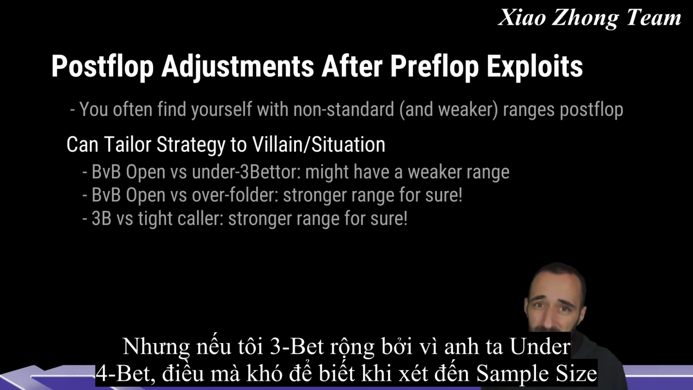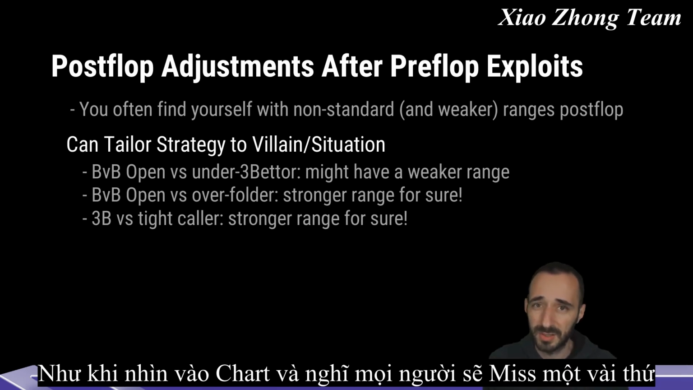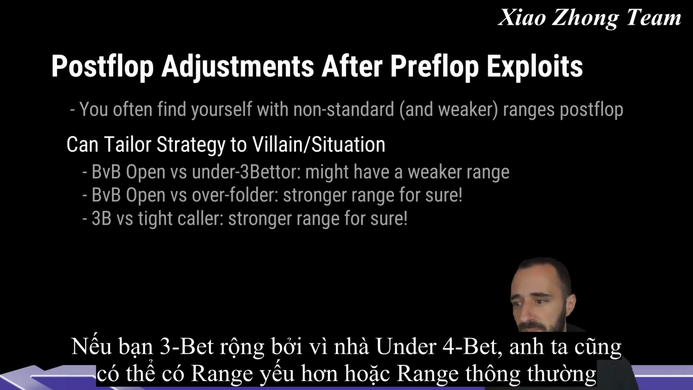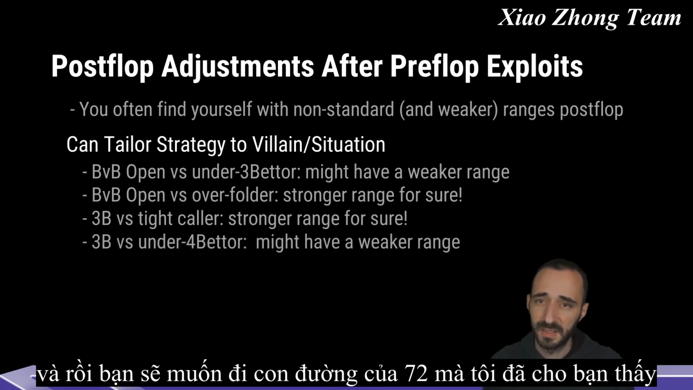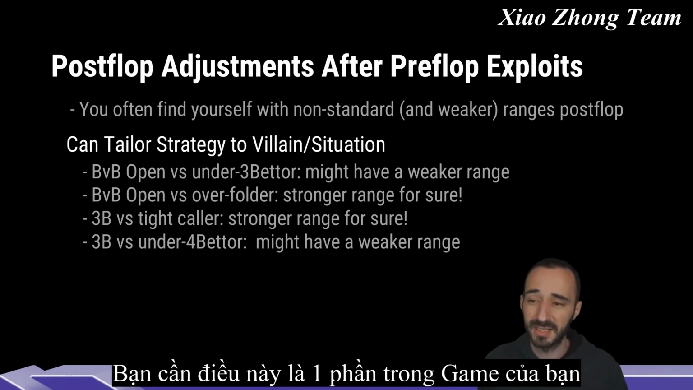But if I'm 3-betting wide because the guy under 4-bets, which is tough to know in terms of sample size, but you might have other reasons to think people under 4-bet, such as just looking at charts and saying people are going to miss some of this stuff. For sure. So if you're 3-betting wide because of the under 4-bet, he might well have a weaker range or a normal range, and then you might want to go the 7-deuce route that I showed. So it's a bit to think about, right? But you need to have this as part of your game.